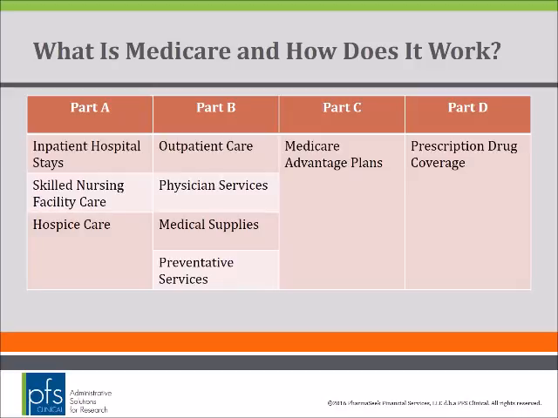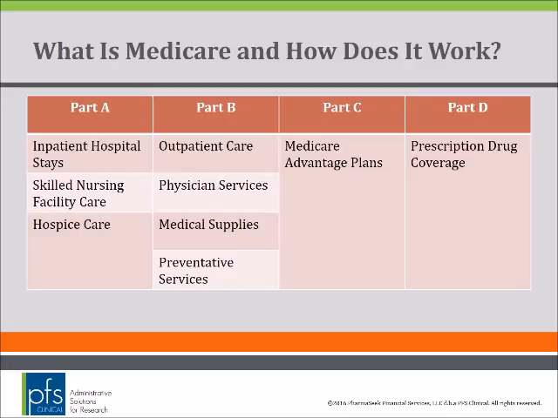Medicare is the federal health insurance program for people who are 65 or older, certain younger people with disabilities, and people with end-stage renal disease. There are four parts of Medicare. We have Part A, which is considered hospital insurance and covers inpatient hospital stays, skilled nursing facility care, and hospice care. Part B is considered medical insurance and covers certain doctor services, outpatient care, medical supplies, and preventative services.